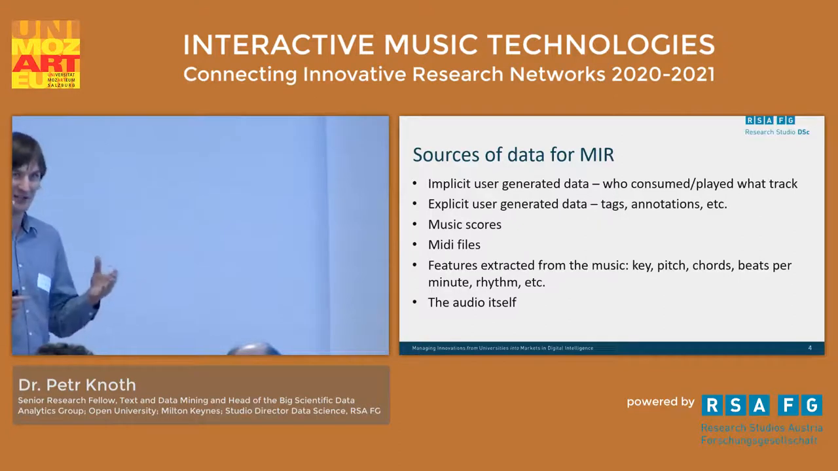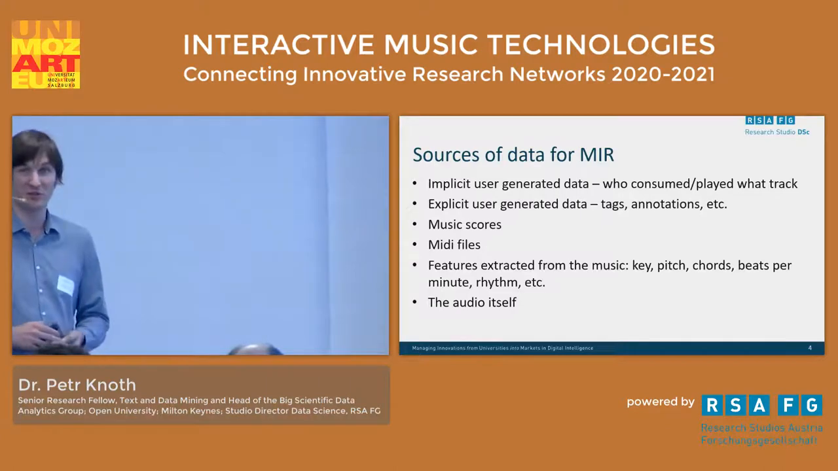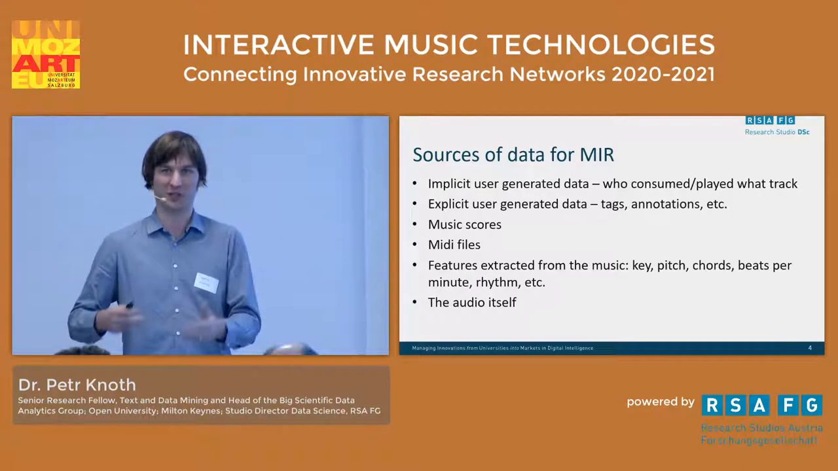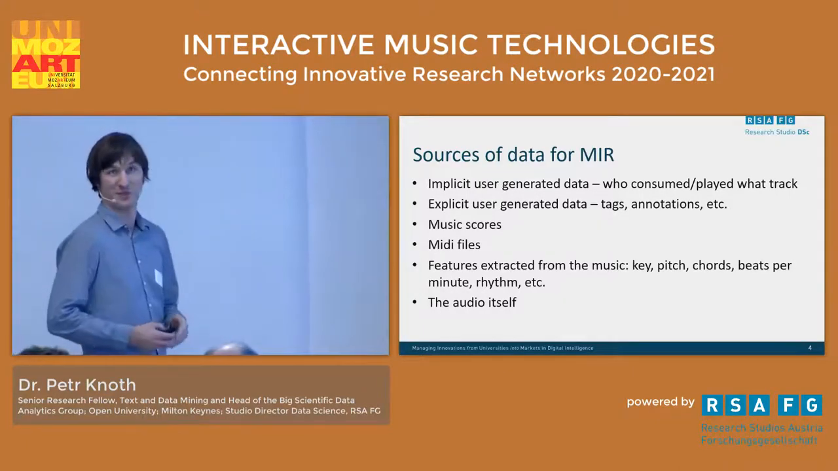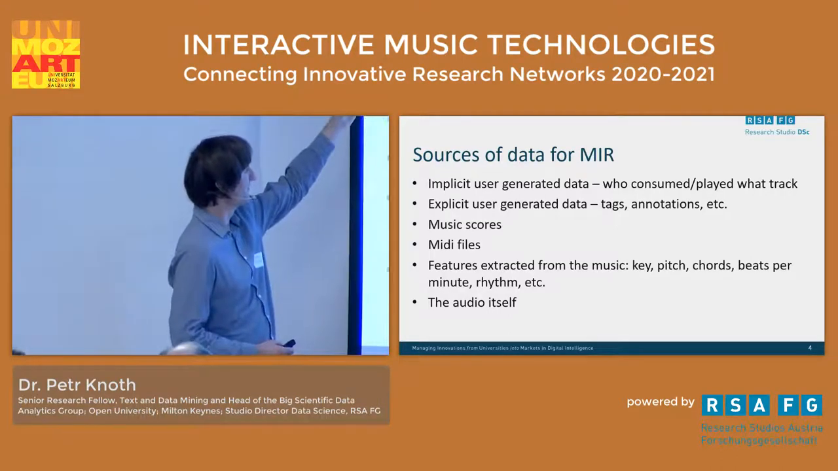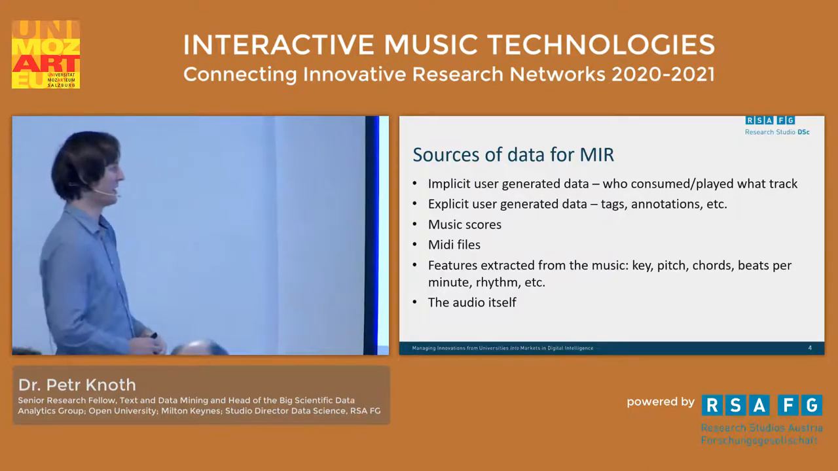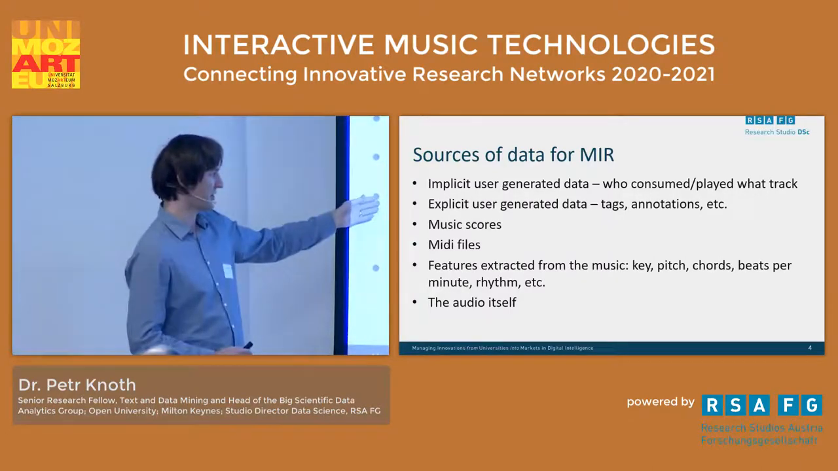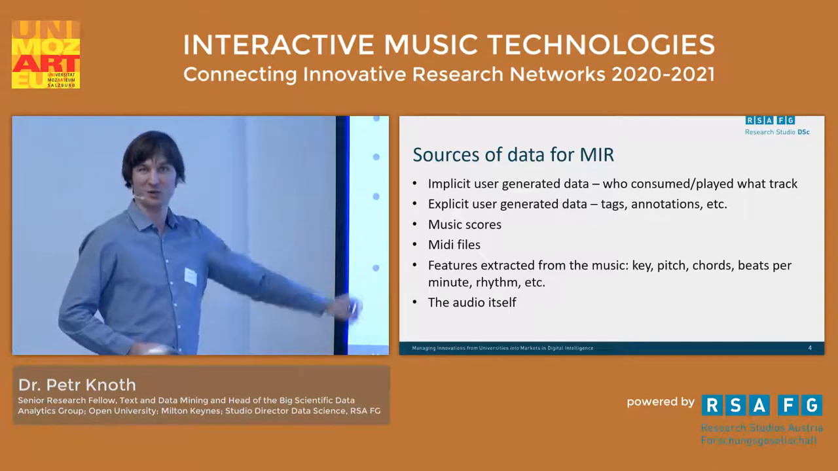Anyway, I started thinking about what are the sources of data that people in music information retrieval use when they are actually crunching and doing something interesting with the data. And when you look at it, it's often implicit user-generated data. For example, on systems like Spotify, the recommender systems are very much based on user-generated data. Explicit user-generated data, that means crowdsourced data, tags assigned to the data. Music scores, MIDI files, these are essentially structured data. Features extracted from the music itself, and then sometimes, rarely, the audio itself is used.